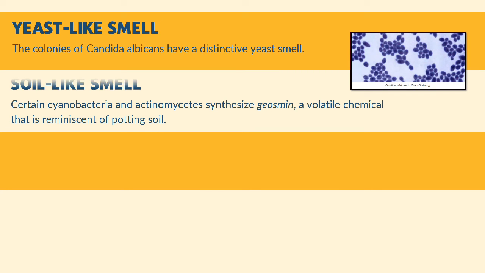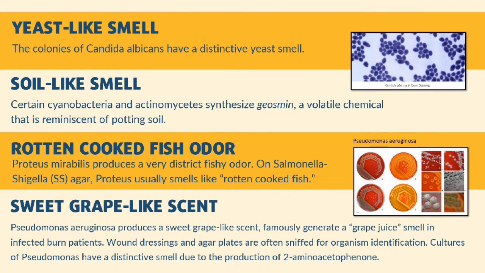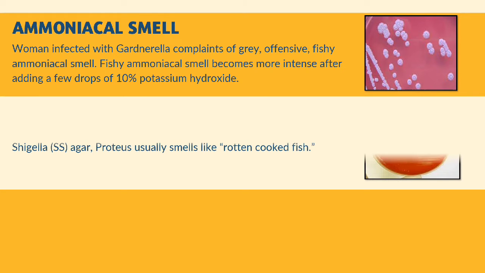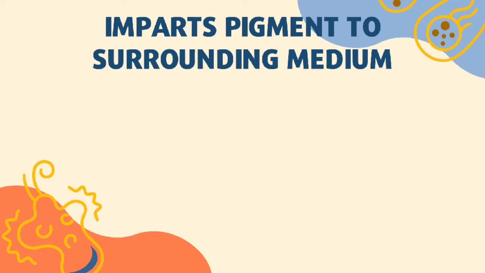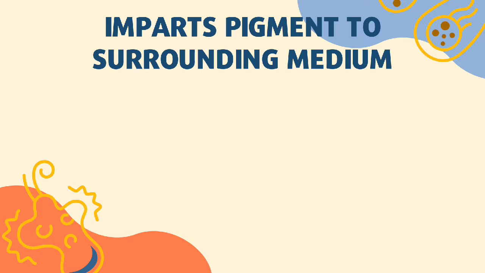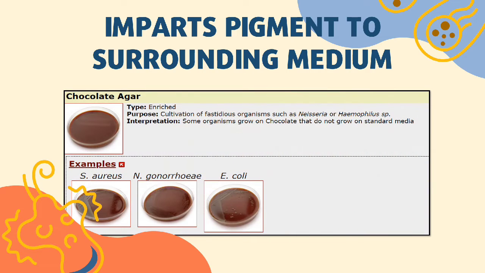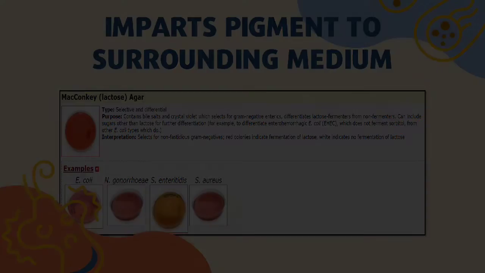It can be yeast-like smell, soil-like smell, rotten cooked fish odor, and sweet grape-like scent. It can also be ammoniacal smell, bleach-like odor, or caramel odor. Eighth is the pigment imparted to the surrounding medium. The type of agar can affect the pigment imparted to the surrounding medium, and here are some examples of the types of agar: tryptic soy agar, chocolate agar, and MacConkey agar.